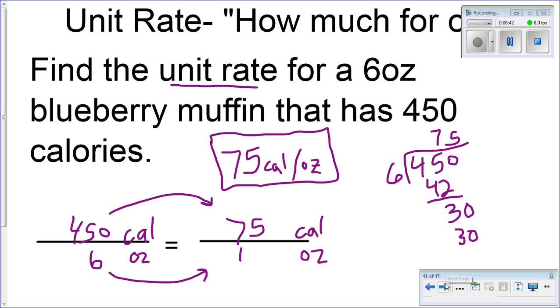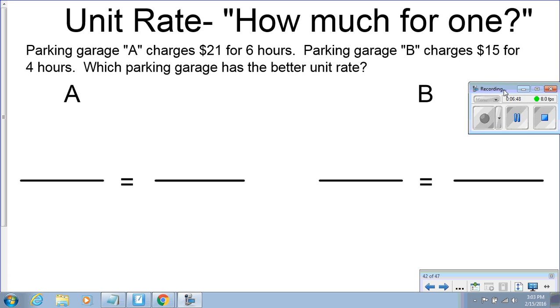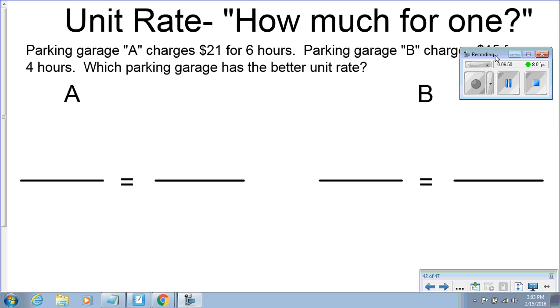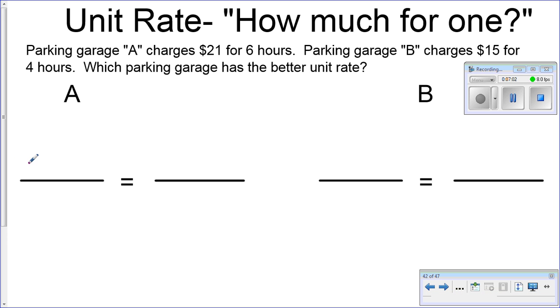Let's take a look at one more example. Comparing 2 unit rates. From the example in class, this says parking garage A charges $21 for 6 hours. Parking garage B charges $15 for 4 hours. Which garage has the better unit rate? So let's compare unit rates here. I'm comparing dollars per hour. So that helps us set up a picture or a proportion. Dollars per hour.